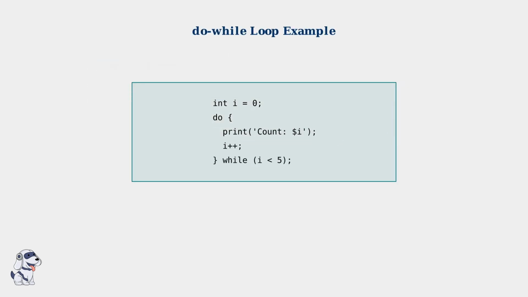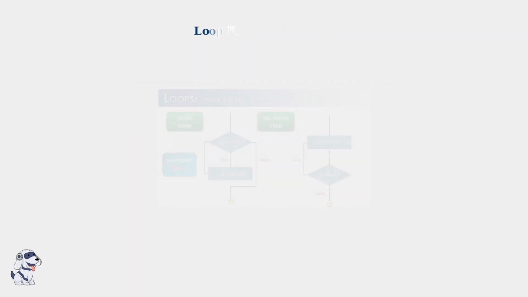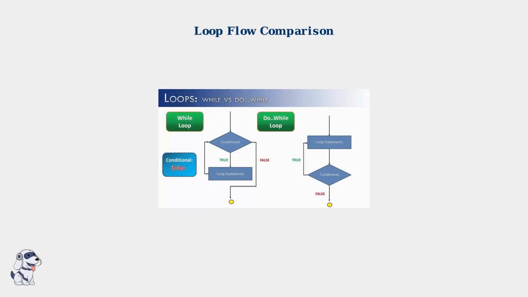Here's the same counting example using a do-while loop. Even though the logic is identical, the structure ensures that the print statement and increment happen before the condition is checked. This flowchart clearly illustrates the key difference between while and do-while loops. The while loop checks the condition first, potentially skipping the loop entirely. The do-while loop executes the statements first, then checks the condition.